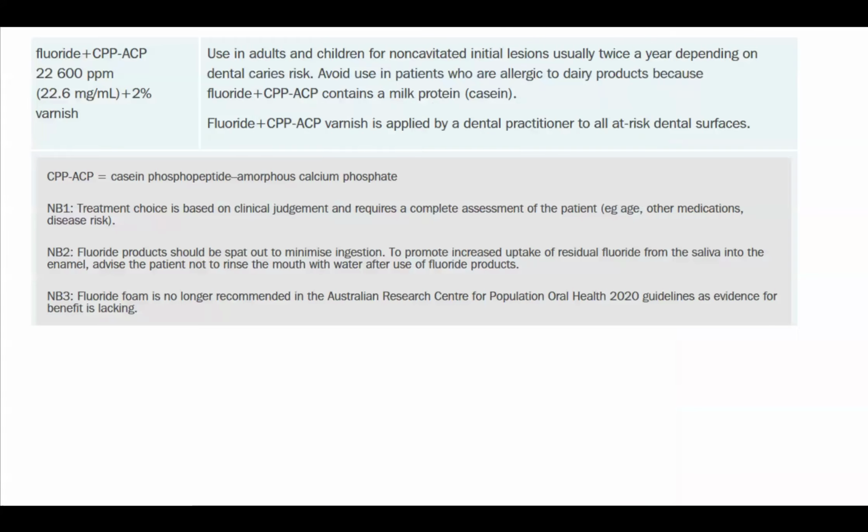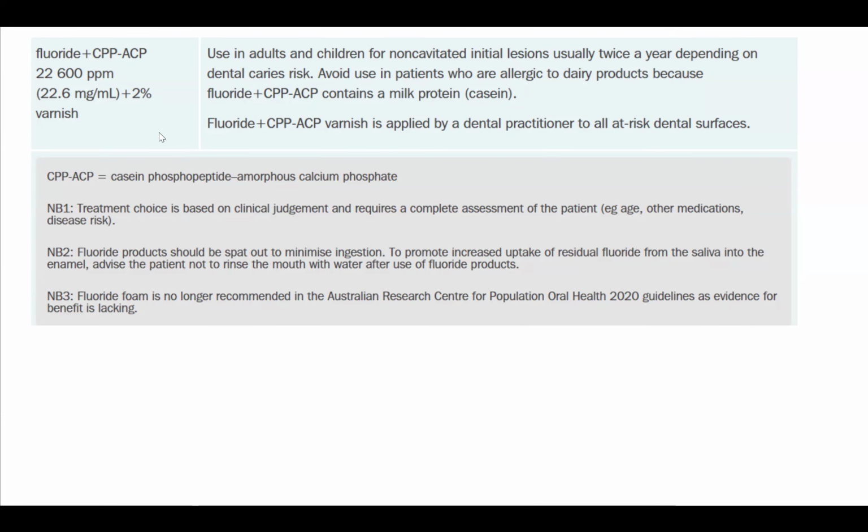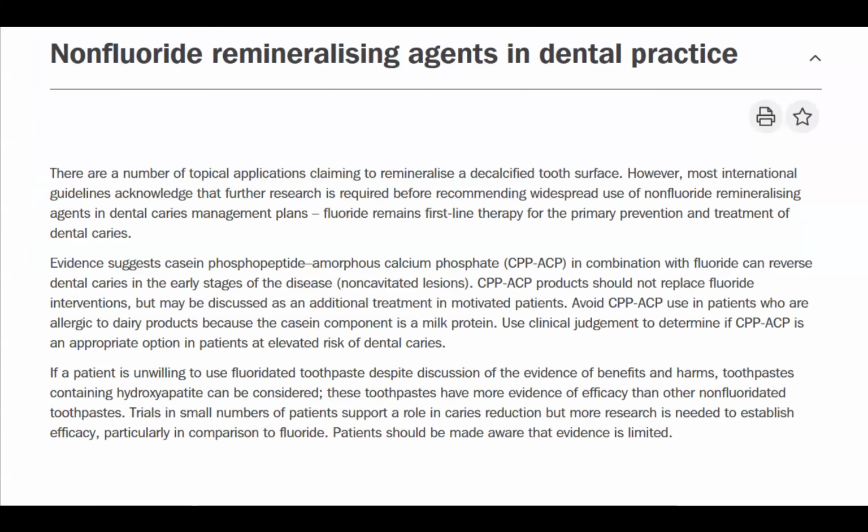All right. And this is your fluoride plus CPP ACP, which can be used again in adults and children. There's no age limit that they've given here. So you can do that. If this was an option, you could have chosen this as well. Non-fluoride is basically our CPP ACP in combination with fluoride, the same combination that they're showing us here. This is all given in the updated TG, September 2025 updates given by Therapeutic Guidelines.